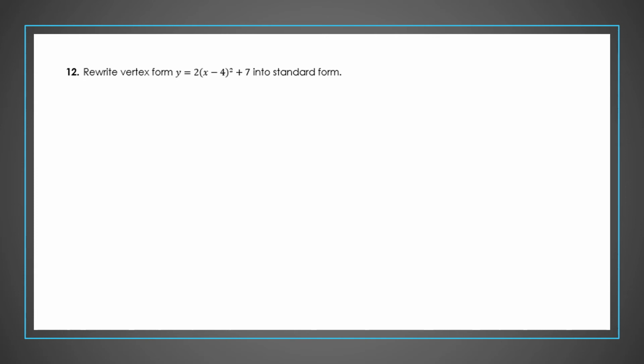On 12, we are rewriting the vertex form, which is y equals 2 times x minus 4 squared plus 7. We're going to rewrite it into standard form. So there are 3 steps to do that. And you have to follow order of operations. So the first thing we're going to look at is the parentheses. The parentheses are there because of the square. So the first thing we're going to do is FOIL the x minus 4 squared. So I'm going to rewrite it as 2 times x minus 4 times x minus 4 and then plus 7.